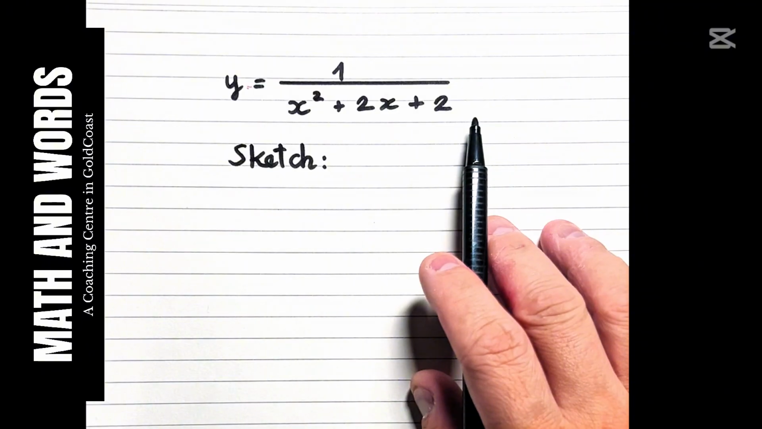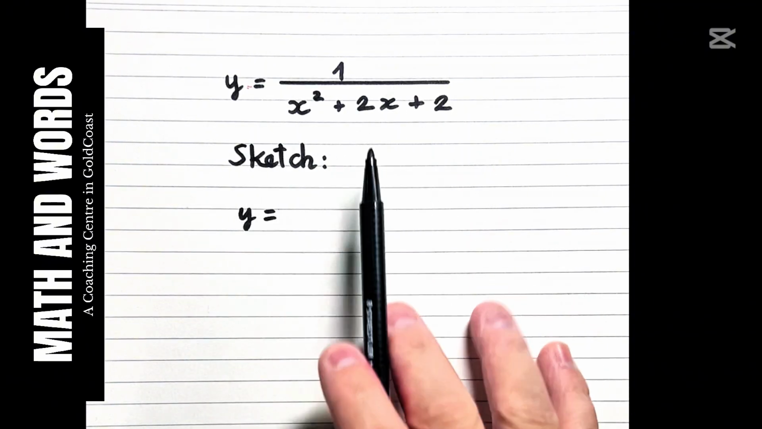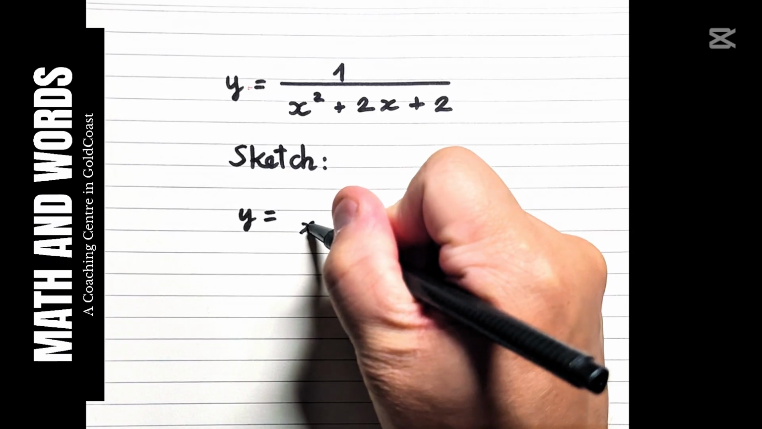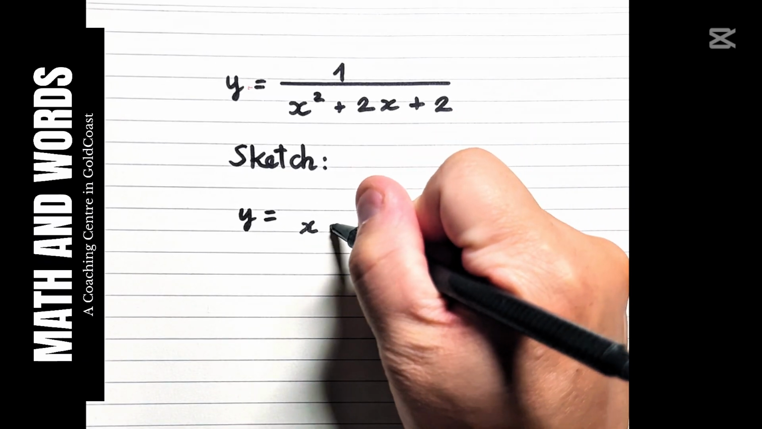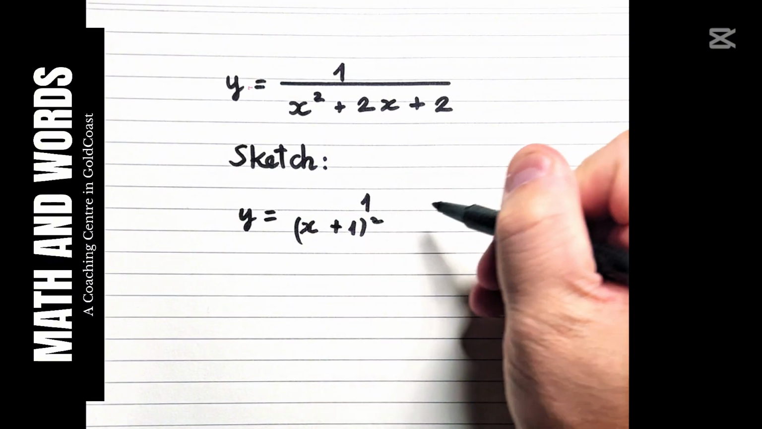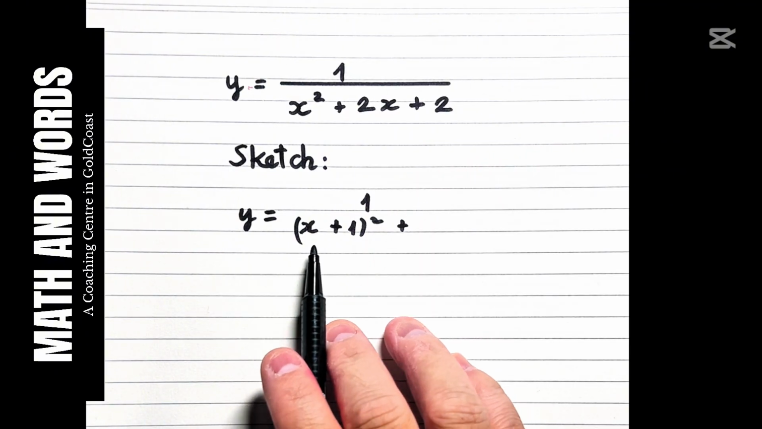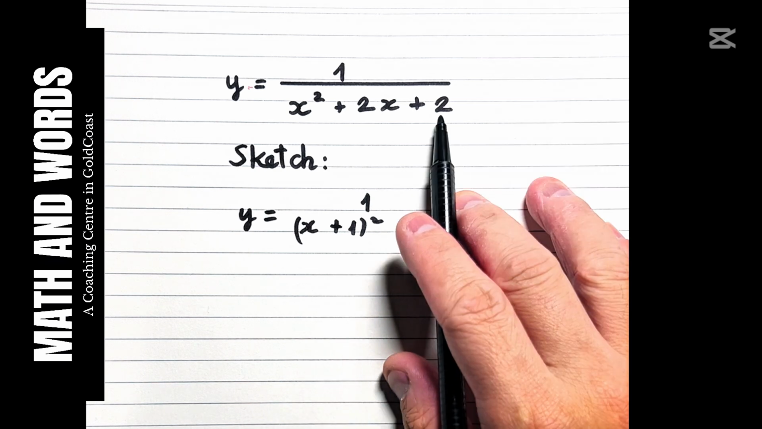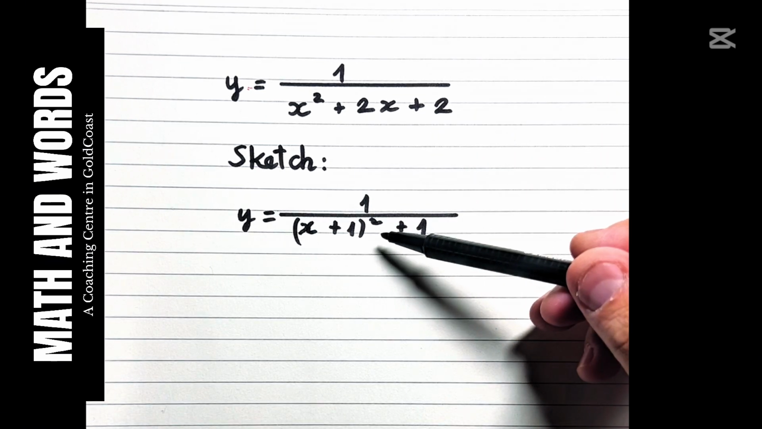Before going ahead to sketch this graph, I use completing the square to rewrite these functions here. I have 1 times 2 divided by 2 equal to 1. So x plus 1, this square, because when you expand these brackets, you're going to have x squared plus 2x plus 1. You have 2 here, so you need to add 1 in here. Now I'll go ahead and sketch this function.